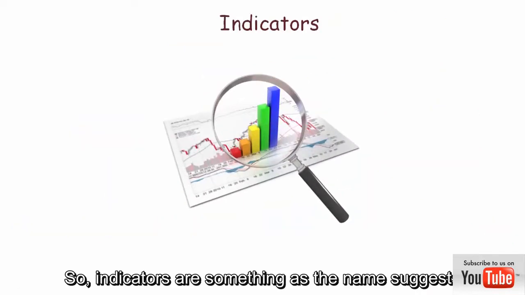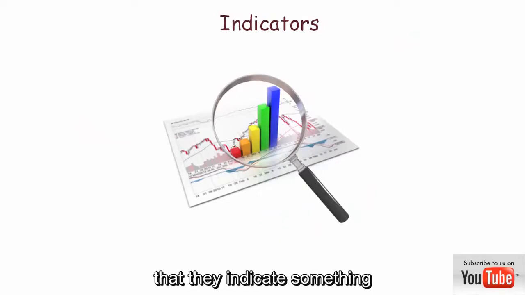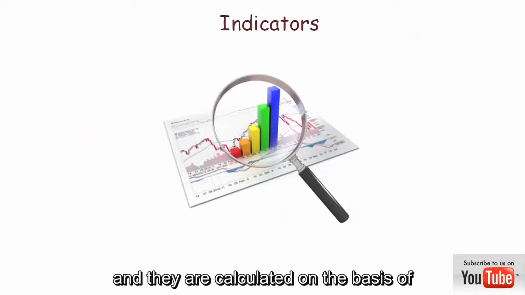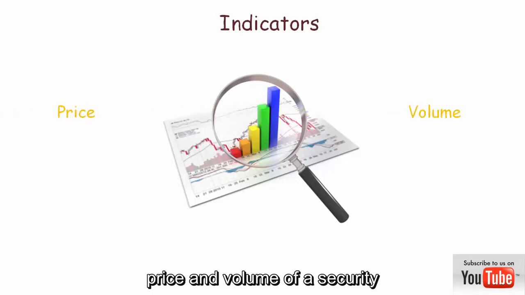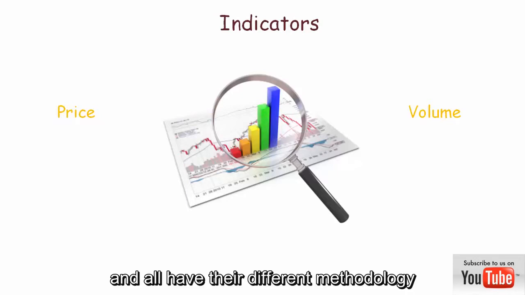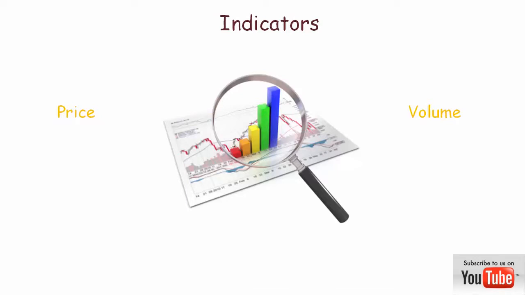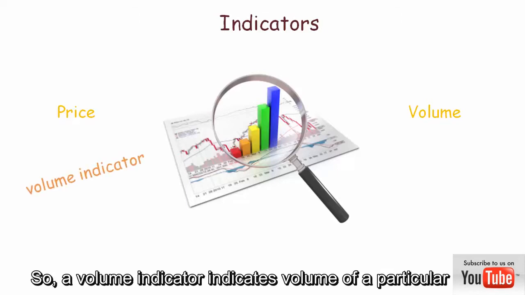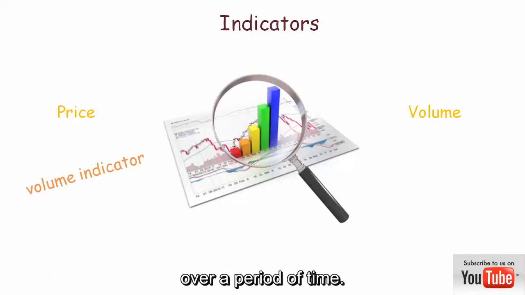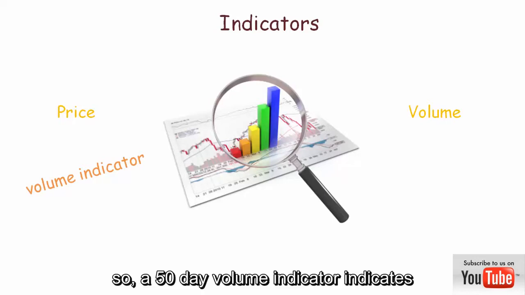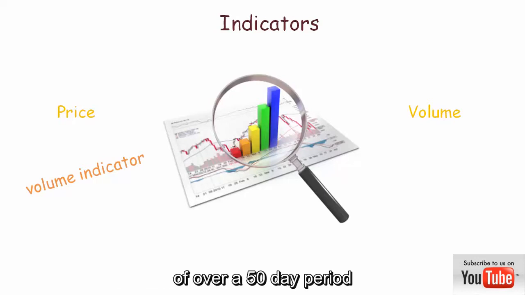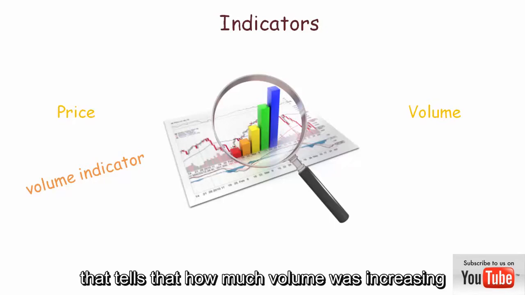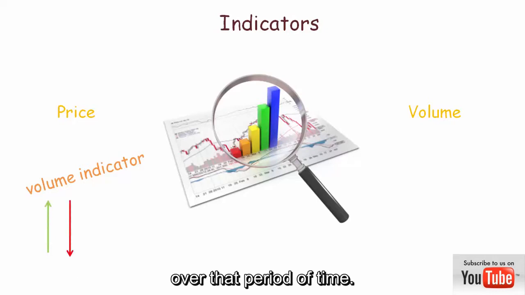Now the last is indicators. Indicators are something that, as the name suggests, indicate something, and they are calculated on the basis of price and volume of a security or a stock. There are various indicators and all have their different methodologies. So a volume indicator indicates the volume of a particular stock over a period of time. A 50-day volume indicator shows the volume over a 50-day period, which tells how much volume was increasing or decreasing over that period of time.